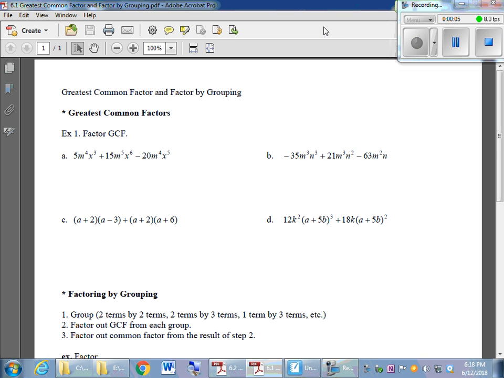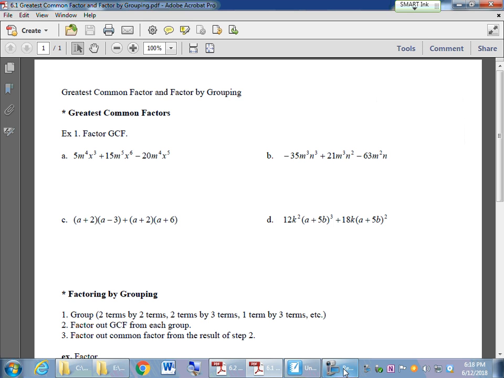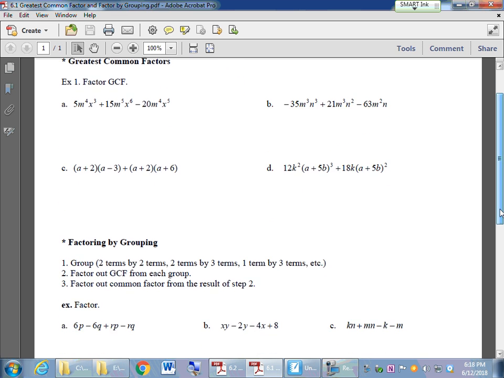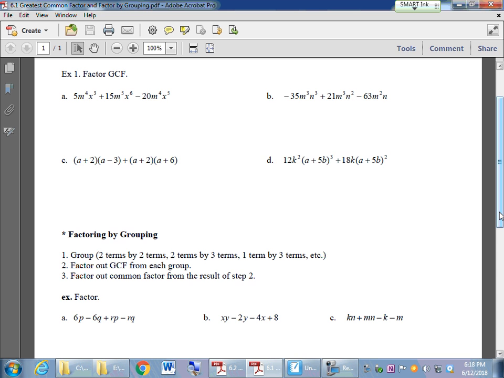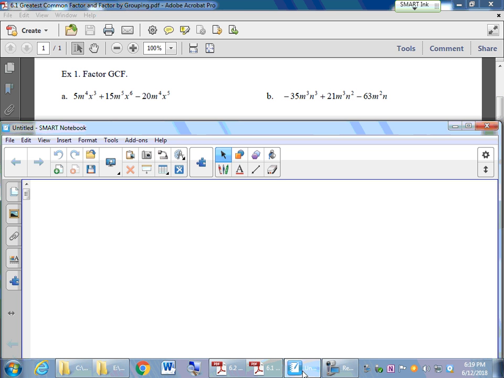6.1. In this session, we're going to review the greatest common factor and factor by grouping. First, the greatest common factor is basically where we are trying to factor out the common factor from each term, and it must be the greatest from those terms. So let's take a look at example 1a.